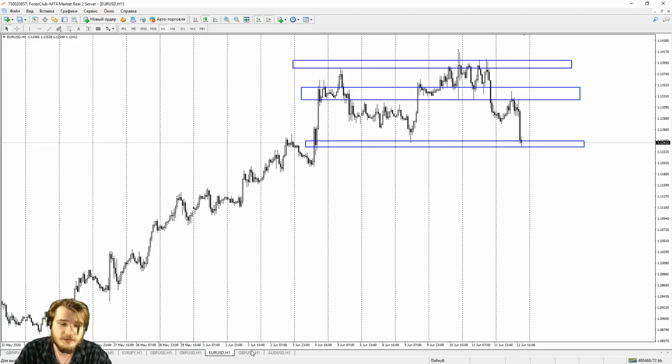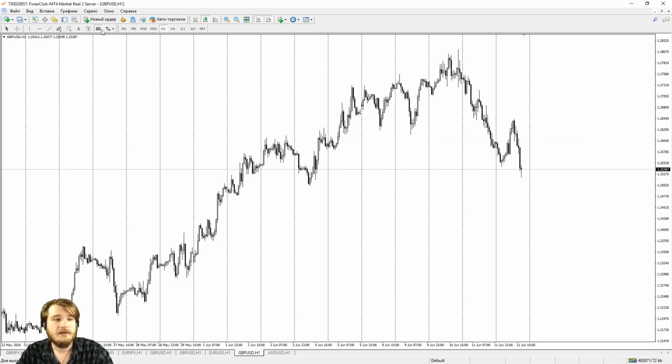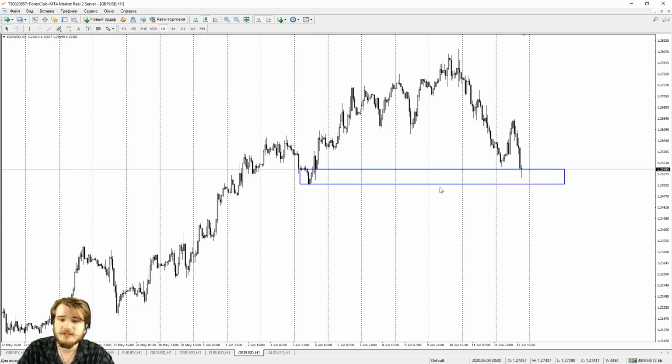Let's move on to pound USD. Again, first thing, zoomed out, H1, nice and crisp and clean, lovely. Second, just draw the most obvious reactive areas.